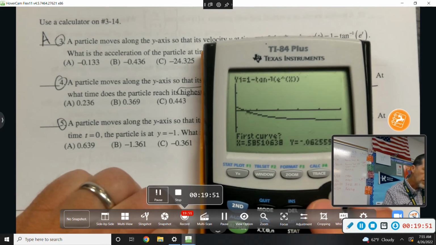And remember, you get 3 minutes per question on the calculator questions. So it gives you a little time to type things in and play around with the calculator.